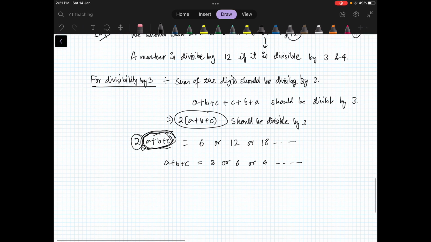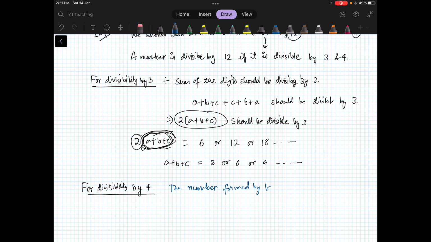Okay. Now for divisibility by 4. You should know the test for divisibility by 4. The test for divisibility by 4 is that the number formed by the last 2 digits should be divisible by 4.